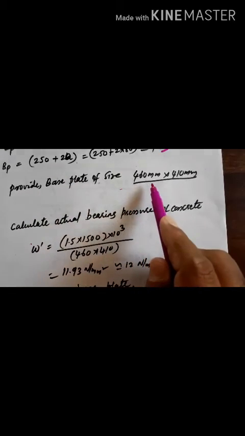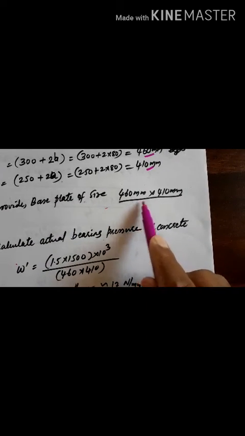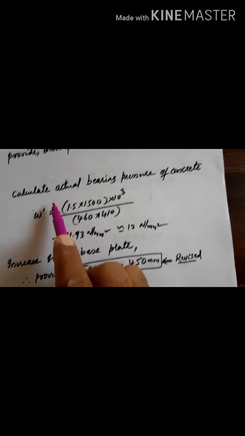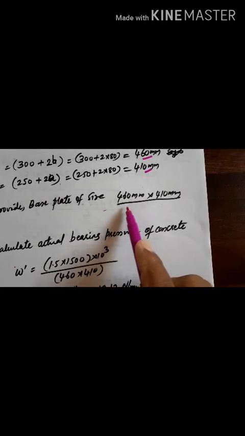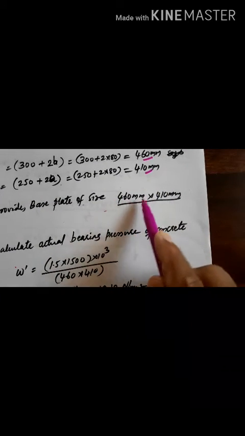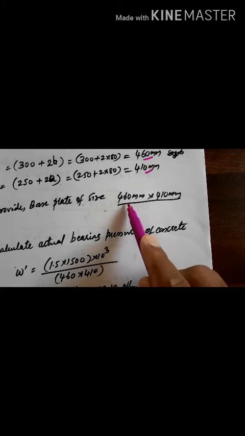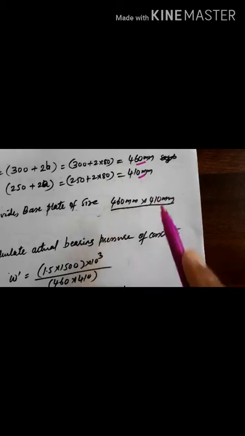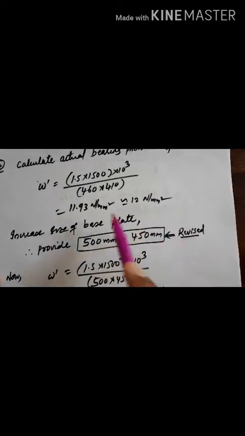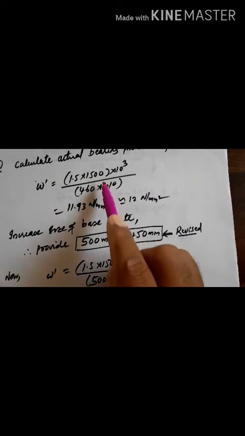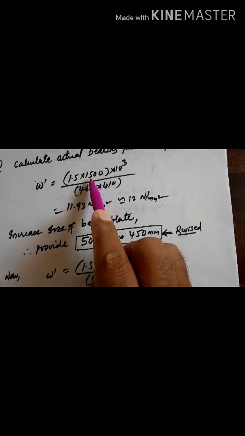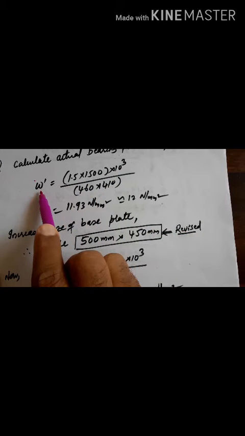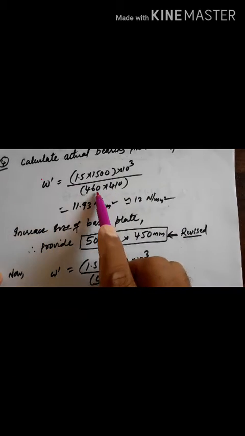Let us provide the same base plate size 460 by 410 mm. Then you calculate what the actual bearing pressure acting on the concrete pedestal is, when you have taken the actual area of the base plate. This is the actual area we have got. Then, taking that actual area, the load coming on the pedestal is 1.5 into 1500, where 1500 is the service load and 1.5 is taken as the factor, then into 10 to the power 3. W dash is the actual bearing pressure acting, that is divided by the area.